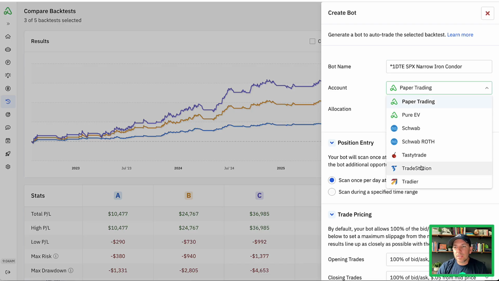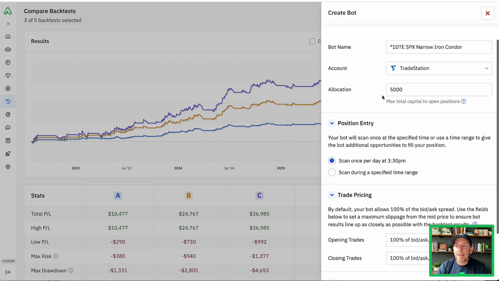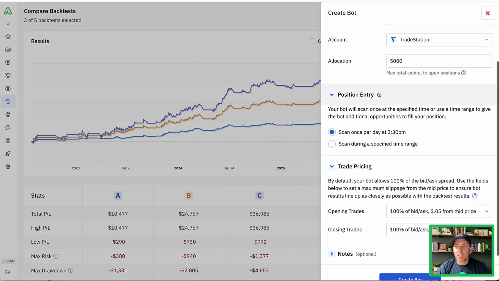I'm going to throw this into my TradeStation account, give it some allocation. We can just start it with 10,000. Actually, we can start it with 5,000. It can start with something lower. And it's not going to trade all that anyway, so it's just a starting capital position. So you can go in there.